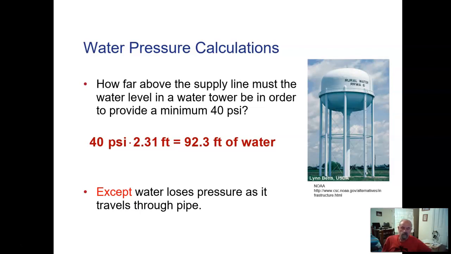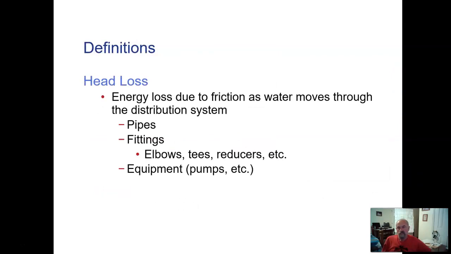Water loses pressure every time there is a left turn, a right turn, a T-valve, a reduction in the pipe size. Head loss is considered the energy loss due to friction as water moves through the distribution system. Pipes, fittings, elbows, T's, reducers, all of these things are head loss.